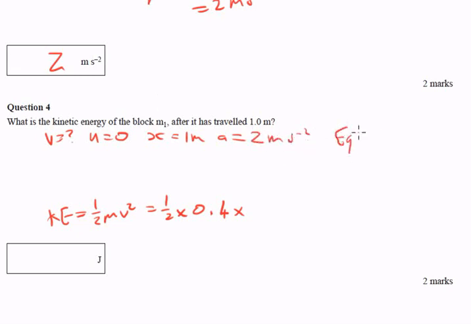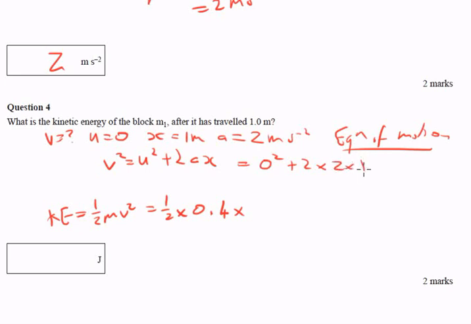So what equation of motion has all of those in there? And the one that works is v squared equals u squared plus 2ax. So put everything in now, we get 0 squared plus 2 times 2 times 1. So v squared equals 4, so v equals 2 ms^-1. So now we can put the velocity in here. So 2 and squared, don't forget the squared from the half mv squared. So we get a half times 0.4 times 4, which is equal to 0.8.